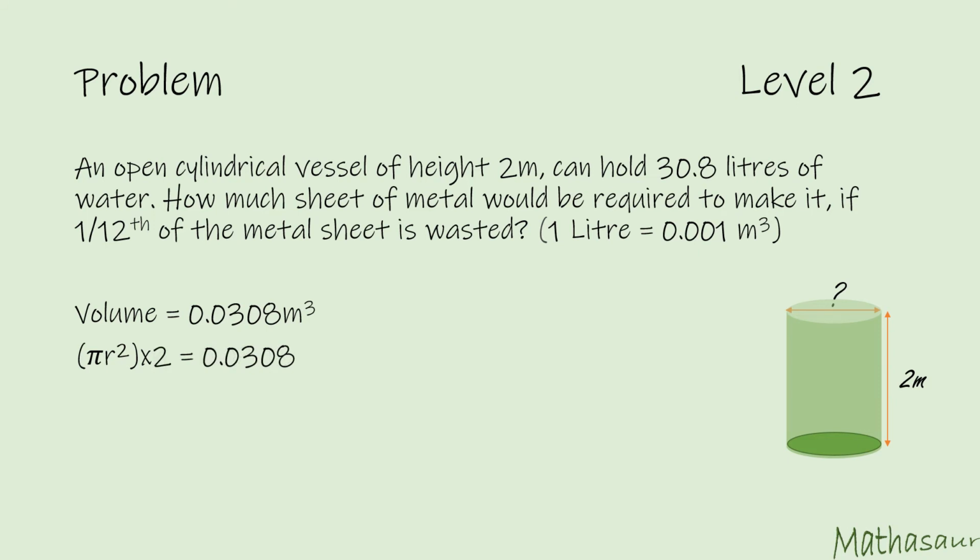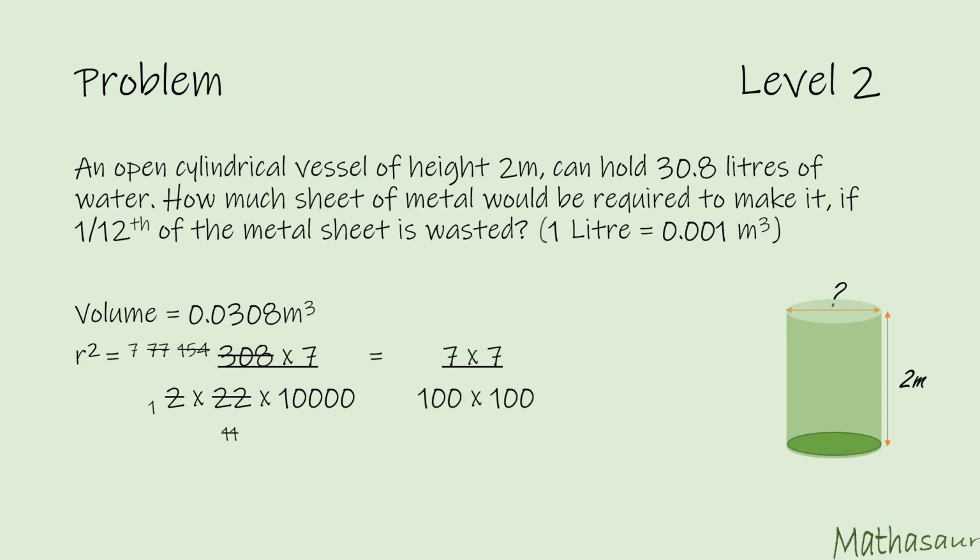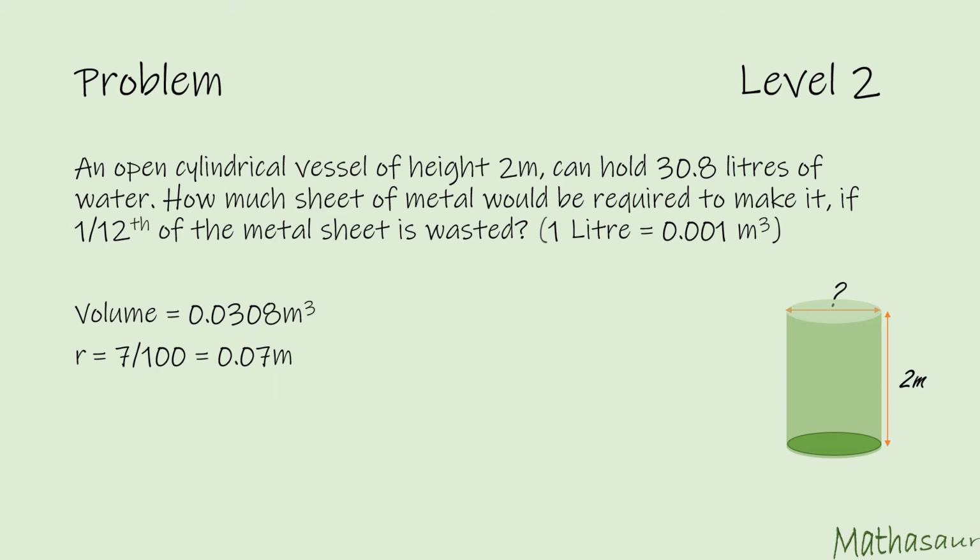Let us substitute the value for h and calculate. We simplify to make the calculation easier. The right hand side has a square of 7 in the numerator and a square of 100 in the denominator. Hence, r is equal to 7 by 100 or 0.07 meters. Now, we have to find out how much sheet of metal is used in making the cylinder.